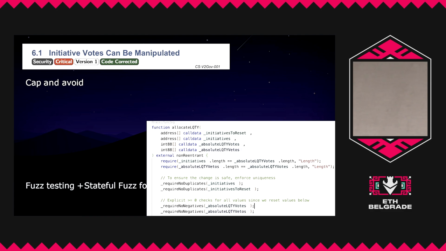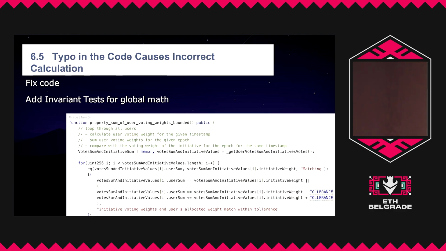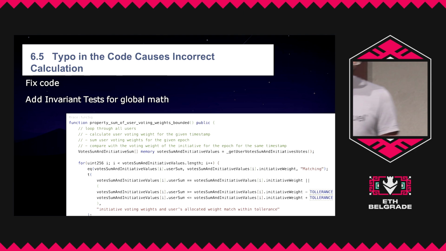And so when it came to fixing the first bug, the overflow, we simply changed the allocate liquidity to have a type that was closer to the intended goal of a uint88. And then you can see that we have a simple check for recording non-negative. So that was a very straightforward fix. Whereas when it comes to the typo causing an incorrect calculation, we added a property called property sum of user voting weights bounded, a very verbose name, but we fundamentally just sum up all the votes and then verify that within a certain tolerance, the votes match up. This tolerance is going to come back later.